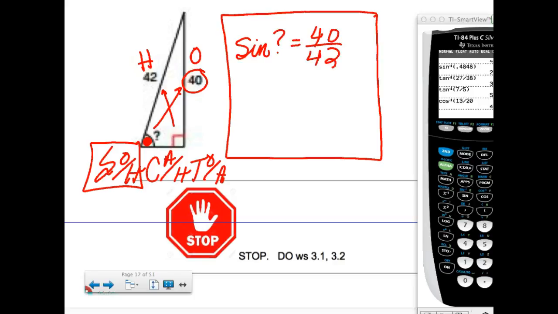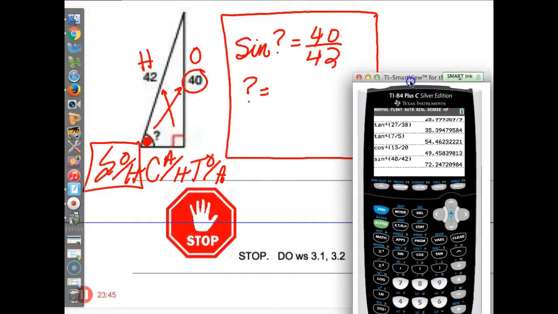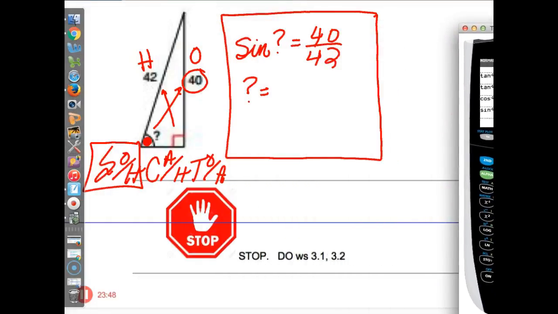So to get angle question mark, I am going to sine inverse it. So question mark's going to equal, let's bring this back up. We're going to do second sine. It'll give me the angle that has a sine of 40 over something. And the answer is about a 72-degree angle, which looks pretty good there. Looks like it's about 72 degrees.